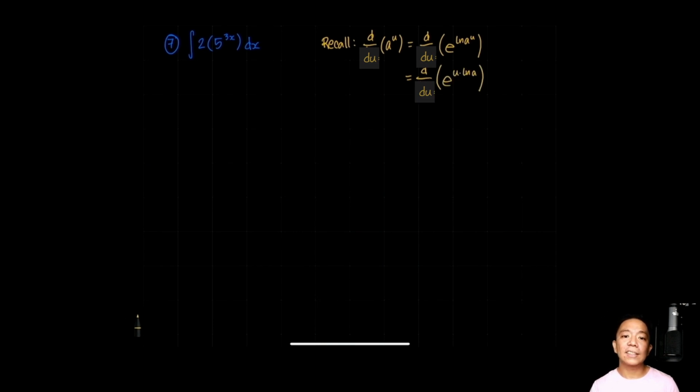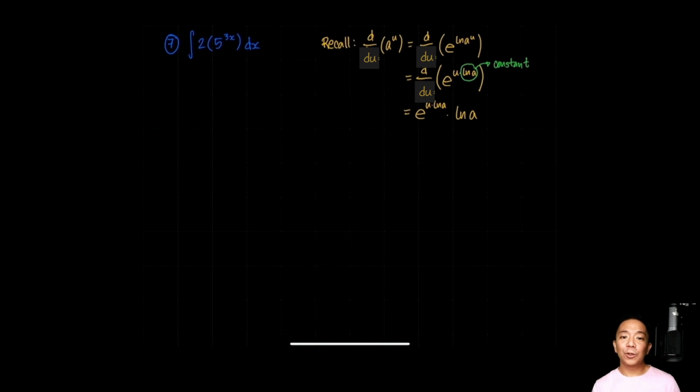So I can write this as the derivative of e raised to u times ln of a. Now, ln of a, since a is a constant, ln of a is also another constant. So let's highlight that here, that ln of a is just really a constant. And if you take the derivative of e raised to u times a constant with respect to u, by the chain rule, this will be equal to e raised to u ln of a times ln of a.